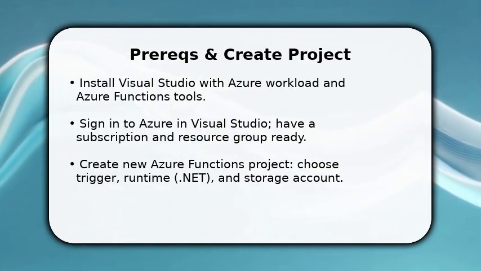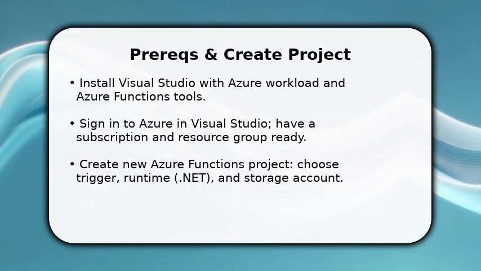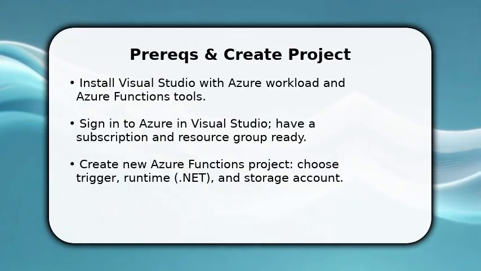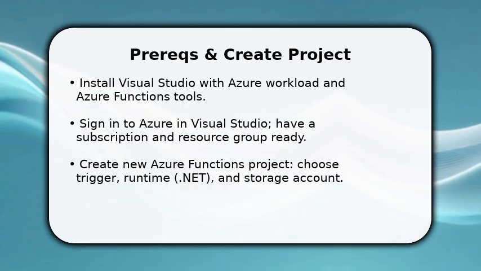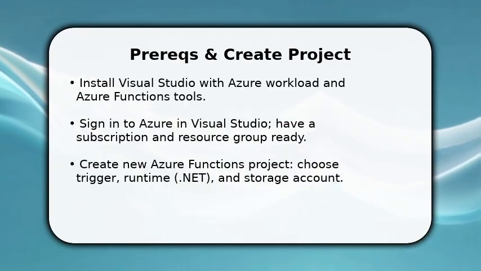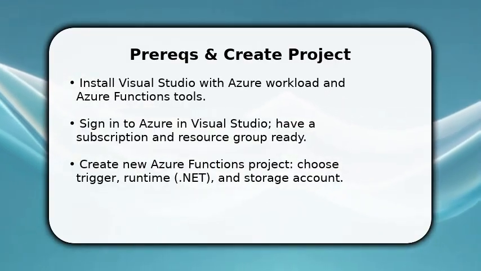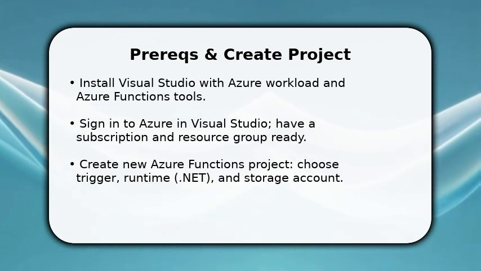Once done, create a new Azure Functions project, pick the runtime stack and trigger type, and configure a storage account if requested. Make sure function names are meaningful and that local debugging succeeds. These first steps establish your deployment identity and ensure Visual Studio can publish directly to your Azure resources.